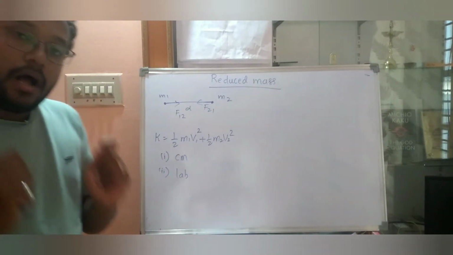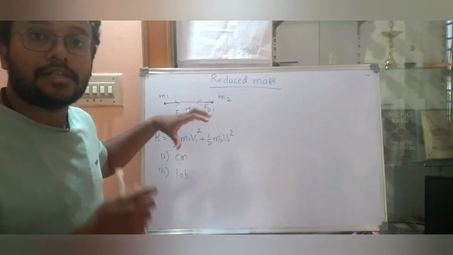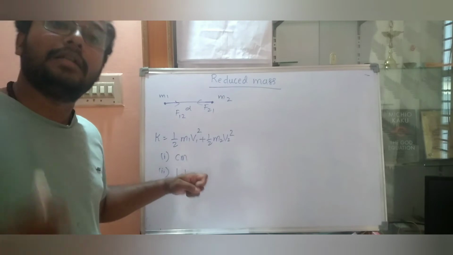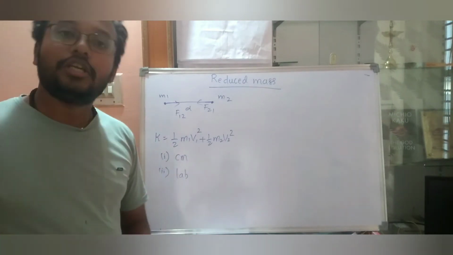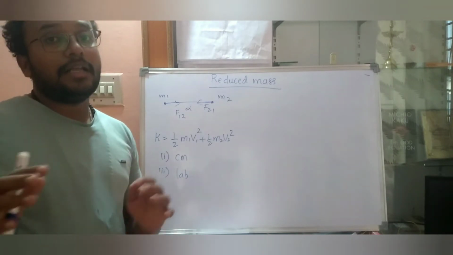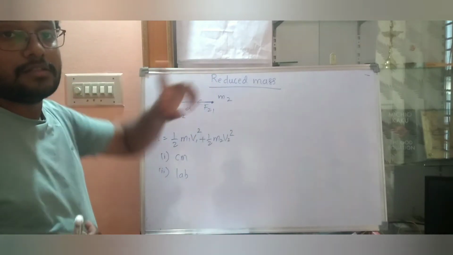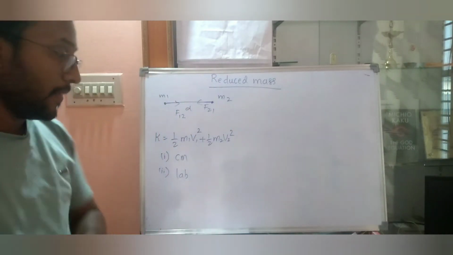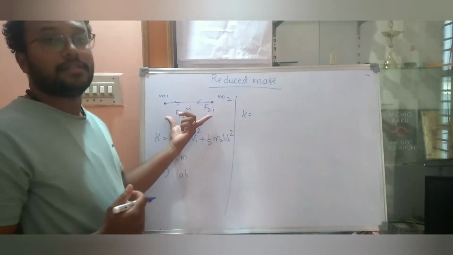Now, can we calculate the total kinetic energy of this isolated system of two particles by having only one term in the kinetic energy equation? That is also possible. Let me write that equation, so that I can calculate the total kinetic energy of the system with just one term.